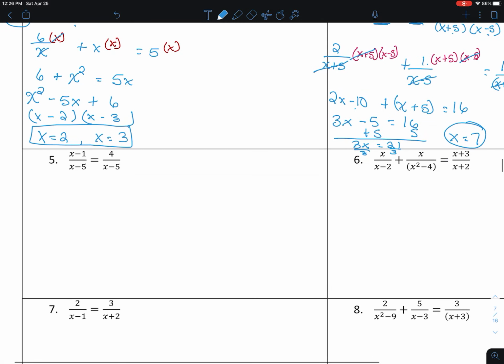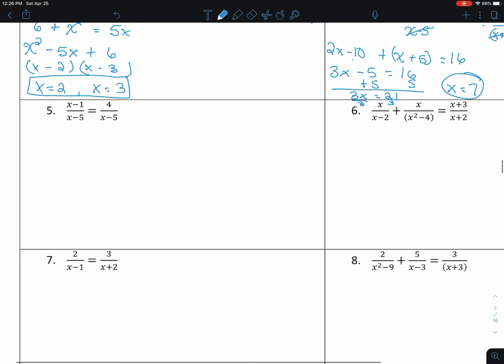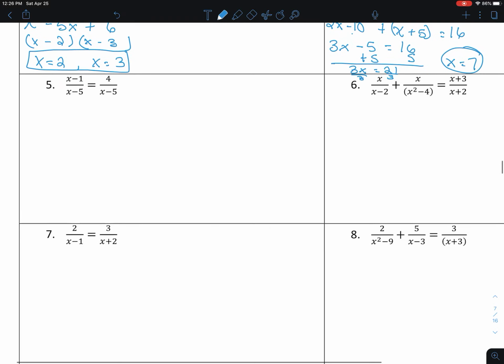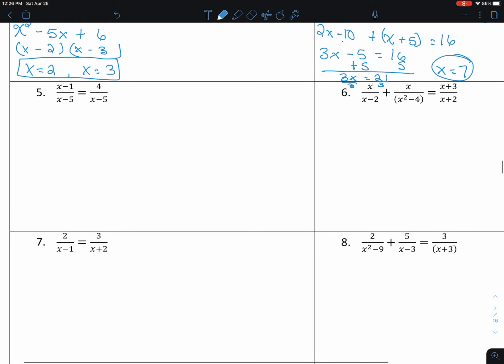Okay, welcome back to the second part of solving rational expressions. So we're going to do the exact same thing we did before. We have to find the common denominator, multiply both sides by the common denominator, look for any extraneous answers, and then solve. We'll solve and then check for extraneous answers.